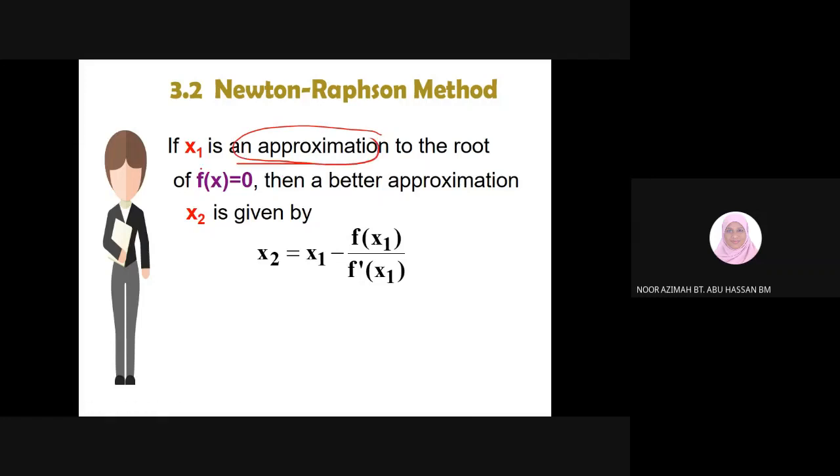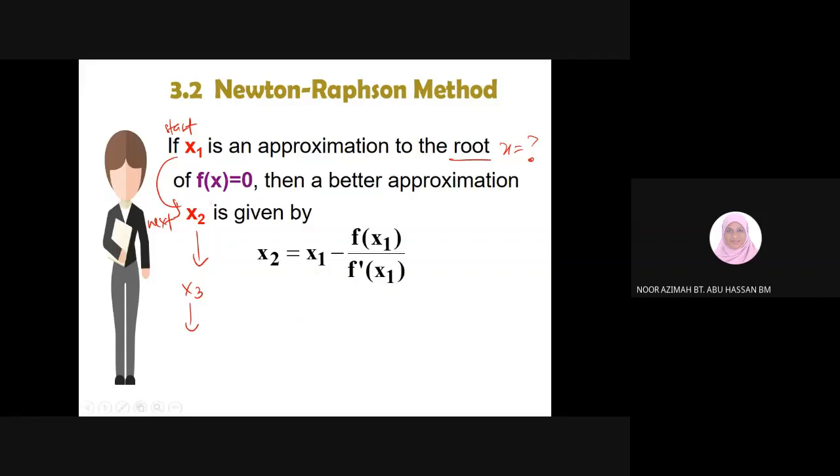If x1 is an approximation to the root, where the root indicates our final answer x, we will start approximating from x1 and then move on to x2, then continue to x3, until you end up having the same answer twice. Then you stop and give that as your final answer.